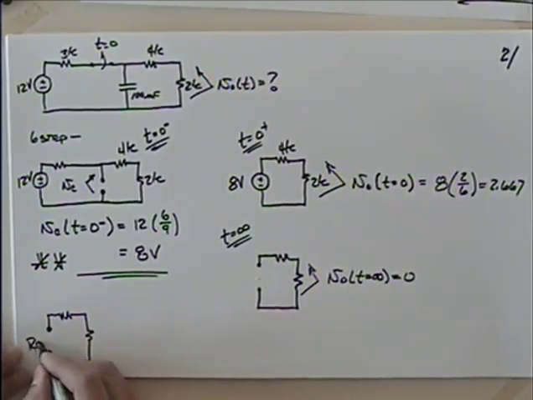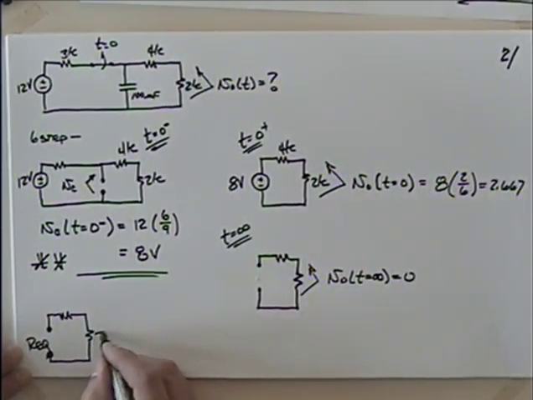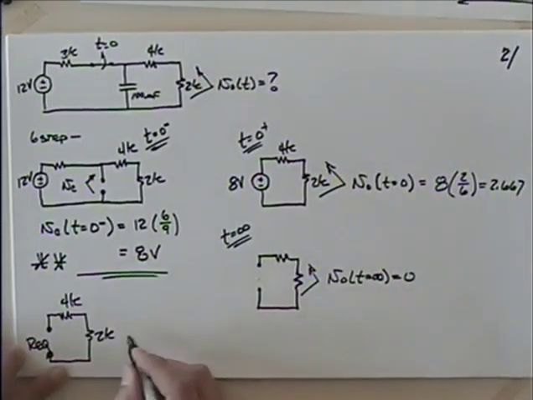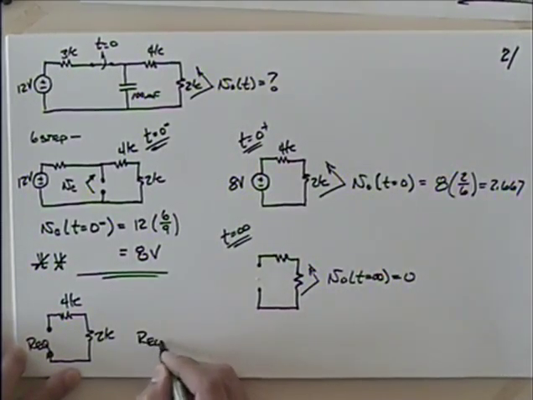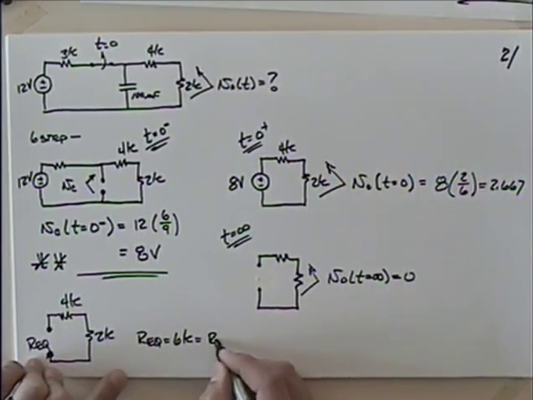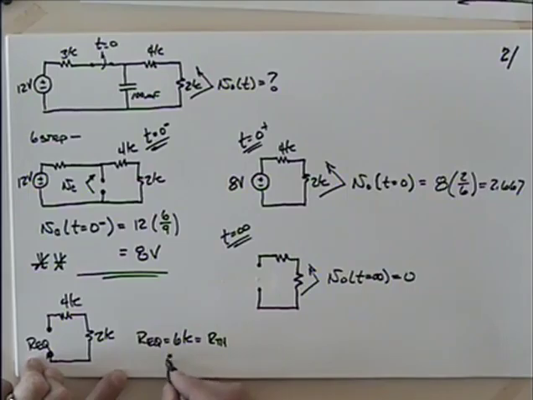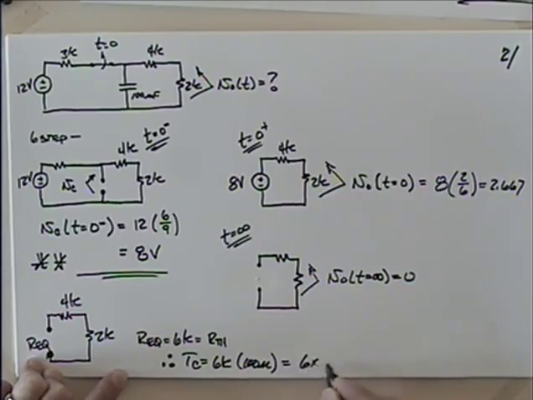And look at the equivalent resistance here when this is 2K and 4K. We get that the equivalent resistance is equal to 6K, which is equal to the Thevenin. So we can say the time constant is equal to that R Thevenin, 6K, times the capacitance, which is 100 micro. So you have 6 times 10 to the 3 times 100 times 10 to the minus 6, which gives you 0.6, I think, is what we had.